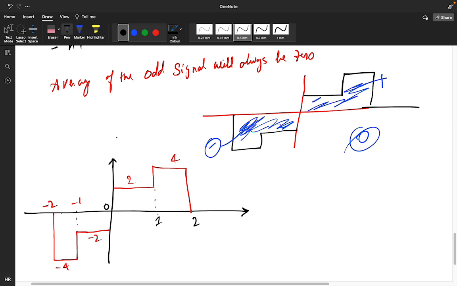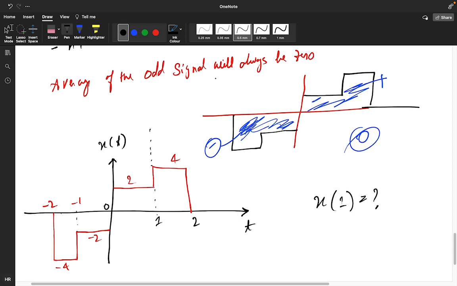This particular axis is time t. This is x of t. Can anyone tell me what is the value of x of 1? What will be the value of x of 1? Priyanka, what will be the value of x of 1? Prasanna, what will be the value of x of 1? 6. How 6?